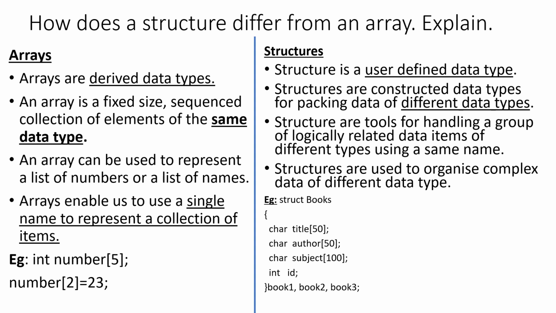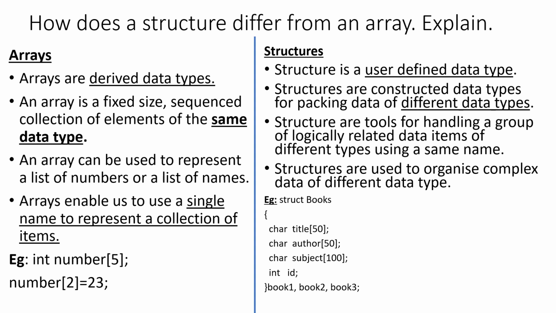Here, arrays will have the same data type, while structures will have different data types. An array can be used to represent a list of numbers or a list of names. If you declare an integer data type, then we can store a list of numbers. If you declare a character array, or a two-dimensional character array, we will be able to store a list of names.